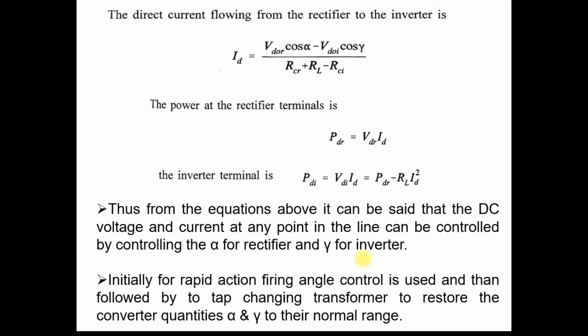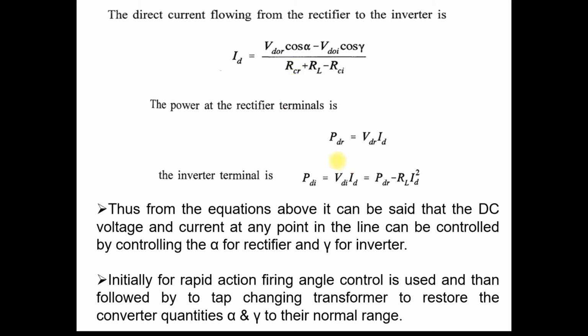So when we require rapid control of current, we first use the gate control and then follow it with the tap changing. And during the tap changing control, we again restore the value of alpha and gamma, because as we know, alpha and gamma have a proper range of values. We cannot use alpha more than a certain limit or less than a certain limit. Same way for gamma. We will understand what is the range of alpha and gamma in the operation of the rectifier and in the operation of the inverters.